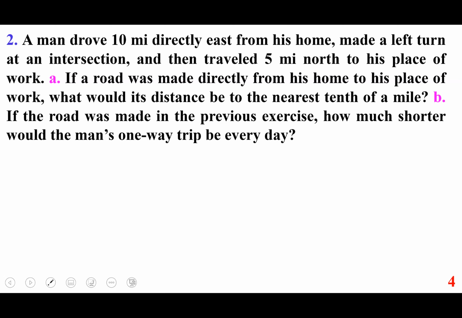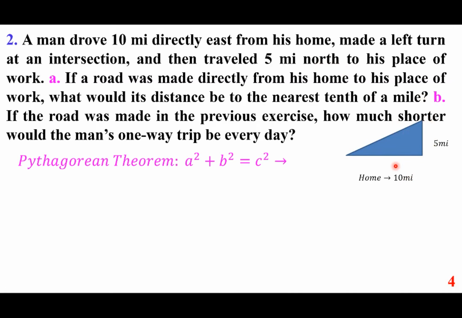So let's set up a drawing so it becomes clear as to what we are doing. So we are going this way, 10 miles. We are going up north, 5 miles. And according to the Pythagorean theorem, a squared plus b squared is c squared. If this is a, this is b, this is c. A, B, C. This is the Pythagorean theorem.